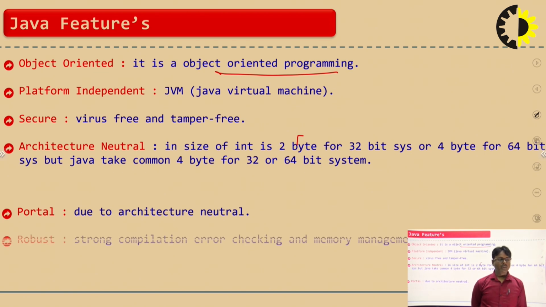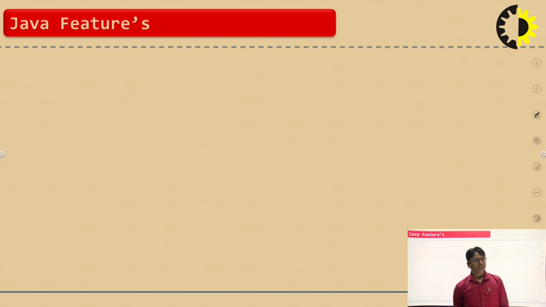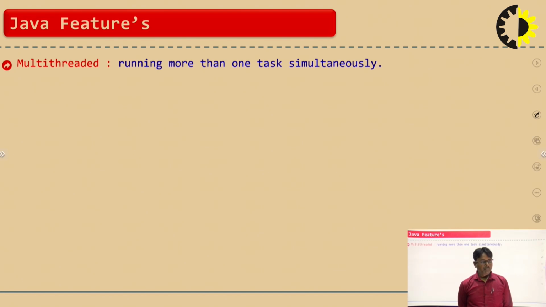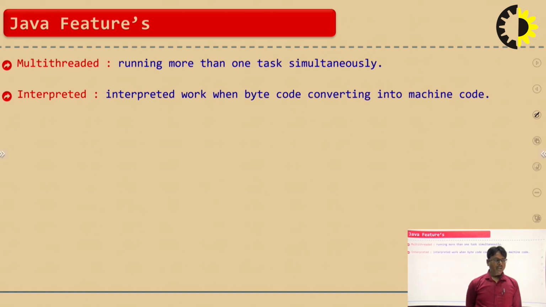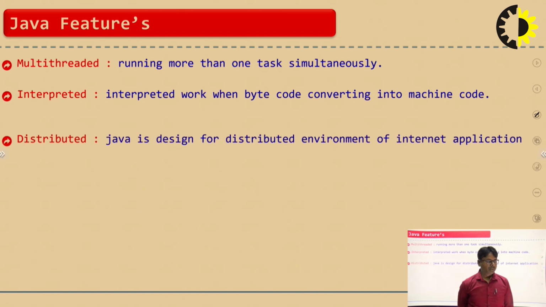Portable: due to architectural neutrality, it is portable. Robust: strong compilation error checking and execution management can be done here. Multi-threaded: one of the features of Java programming is multi-threading, which means multiple processes or tasks can be created and simultaneously executed on the system. Interpreted: when bytecode is converted into machine code. Distributed: Java is designed for the distributed environment of internet applications.